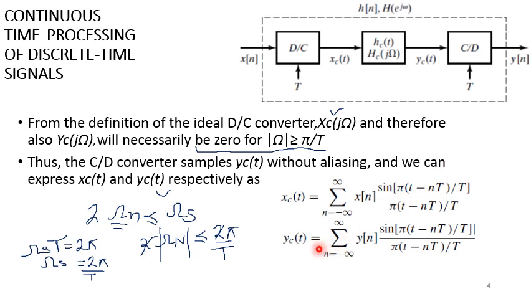And again, that's your y_c(t), and this is equal to y[n], which is discrete time, multiplied by the ideal low pass filter, so that we can convert it into continuous time. I hope this gives you an idea. If you have any questions, you can ask in the live session.